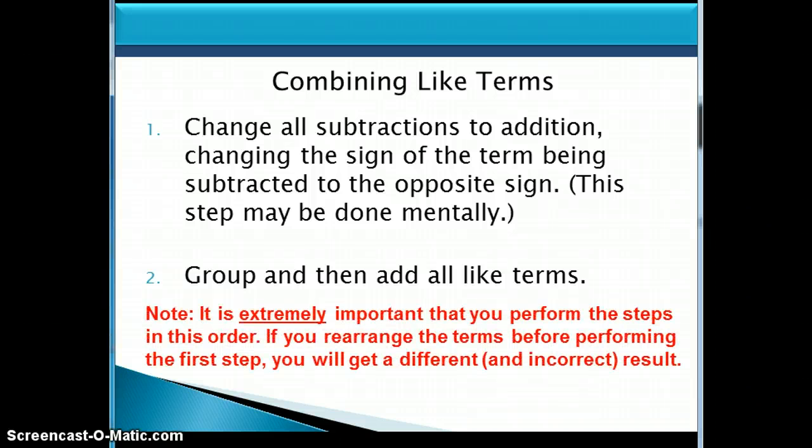And again, it's extremely important that you perform the steps in this order. If you start rearranging terms before performing the first step, you'll get a different or incorrect result, because basically you're rearranging subtraction, and subtraction doesn't follow the commutative and associative laws. You can only do that when it's all addition. So make sure you change all the subtractions to addition first, and then you can move the terms around how you like so that you can group the like terms and then add them together.